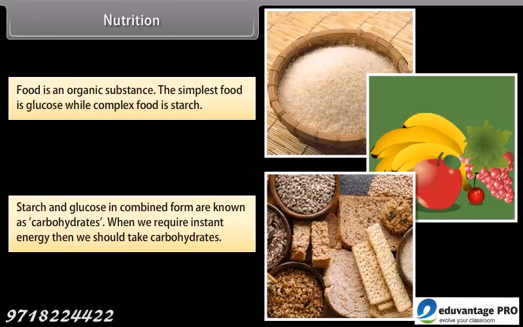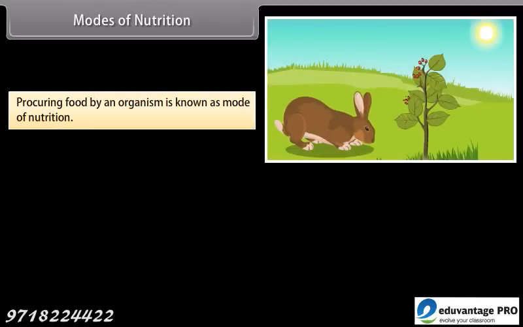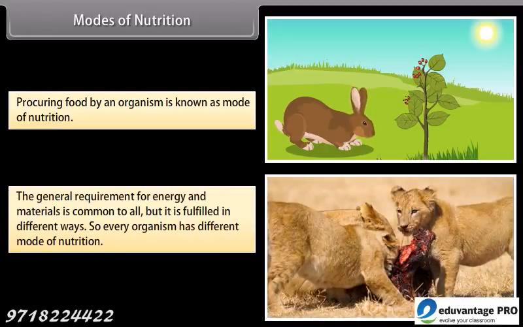When we require instant energy, then we should take carbohydrates. In addition to carbohydrates, food should also contain fats, protein, mineral salts, vitamins and water because they all are essential for normal growth and development of an organism. Modes of nutrition. Procuring food by an organism is known as mode of nutrition. The general requirement for energy and materials is common to all, but it is fulfilled in different ways. So every organism has different mode of nutrition.